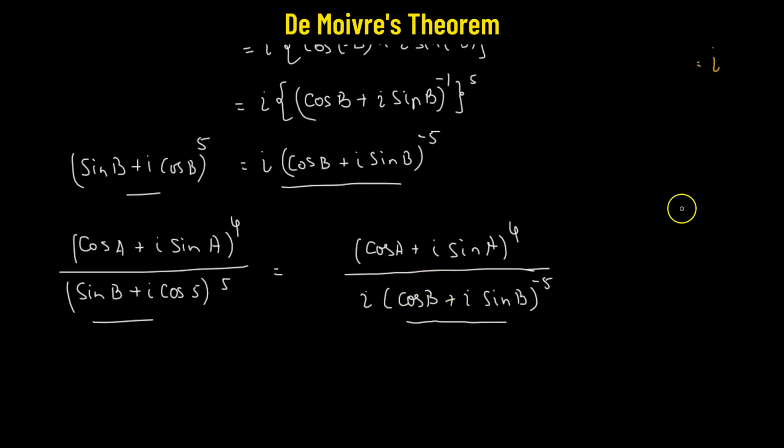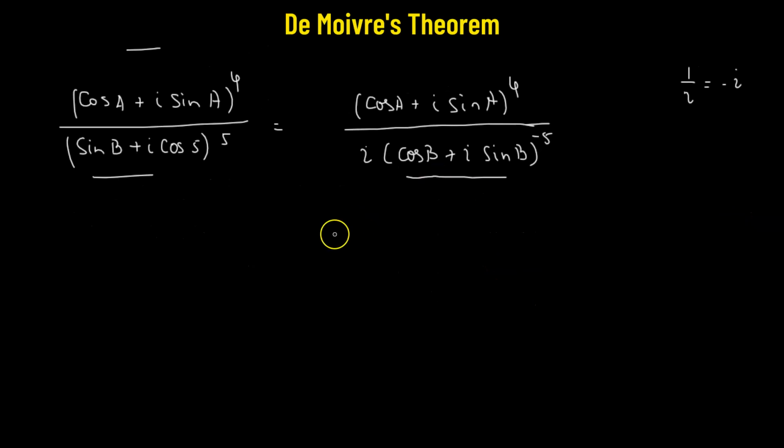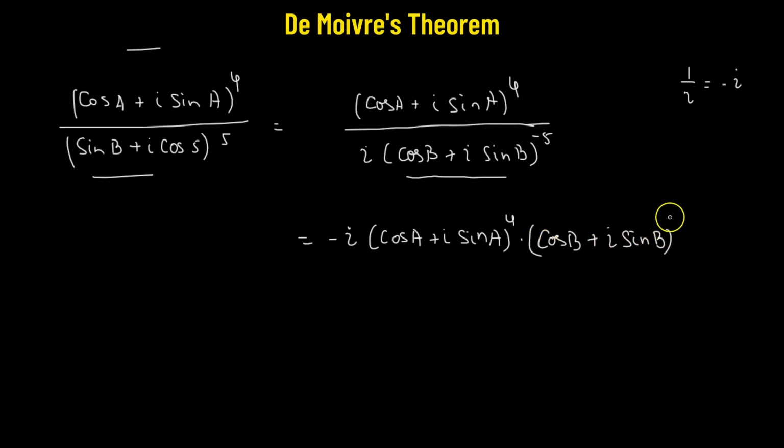So there again we have 1 over iota. We have already found out the value of 1 over iota is equal to negative iota. So that means we will now have negative iota. So this will get multiplied to cosine of a plus iota times sine of a whole raised to the power of 4 multiplied to the denominator. So the denominator goes to the numerator. This will become cosine of b plus iota times sine of b whole raised to the power of 5.